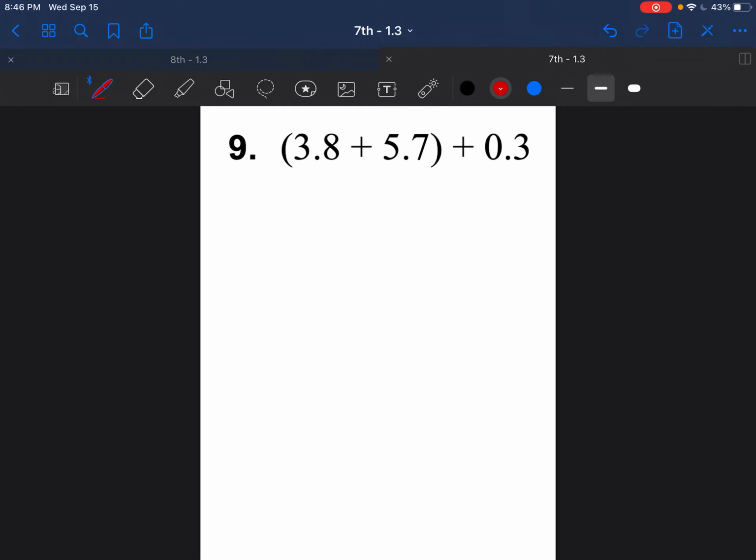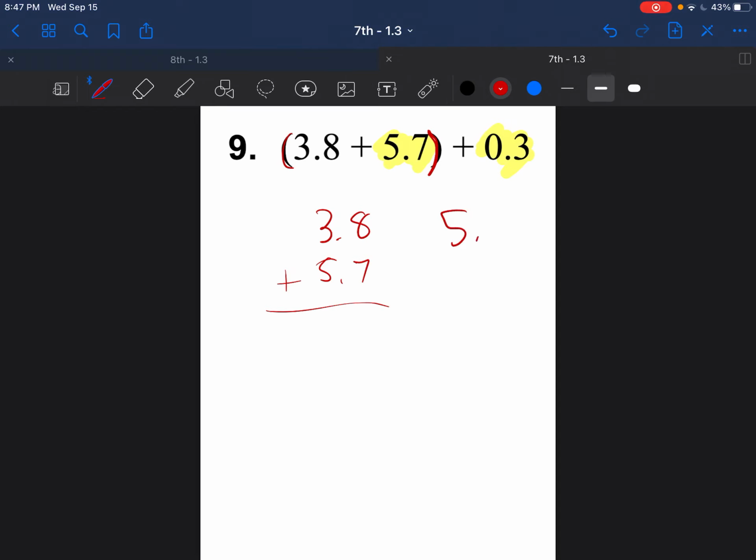Now, I'm looking at this question and I'm like, okay, what do we do here? You can add these two together, but if you're looking at this, 3.8 plus 5.7, these are some weird numbers. So what we're trying to do is combine things that can go together. I highlighted those two together because they do go together. Do you guys know why?